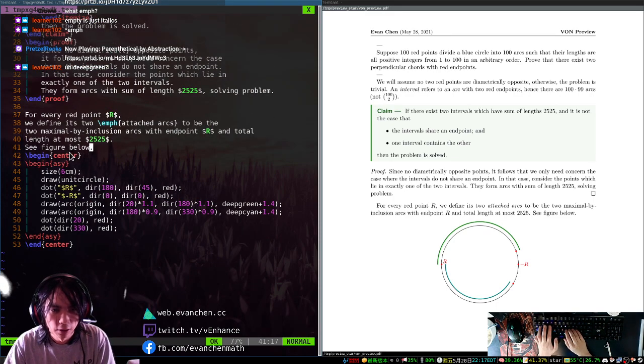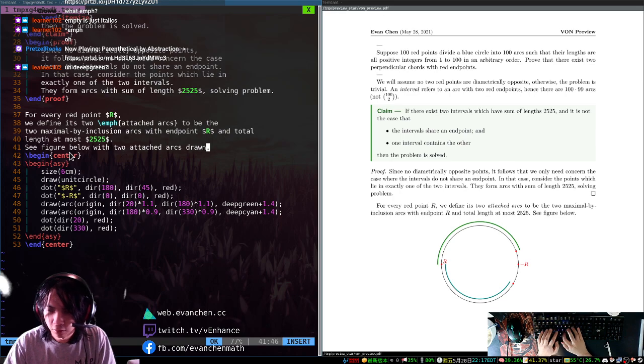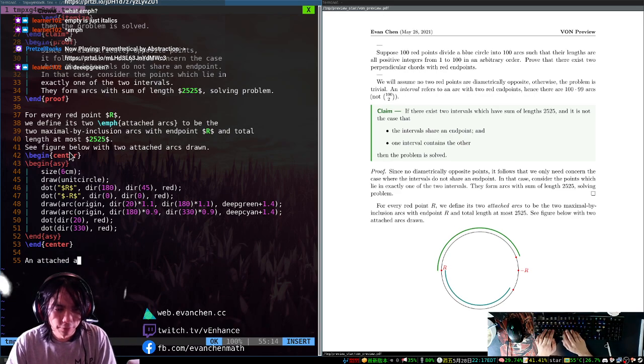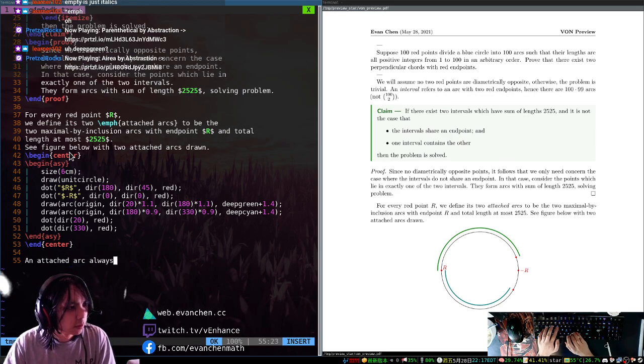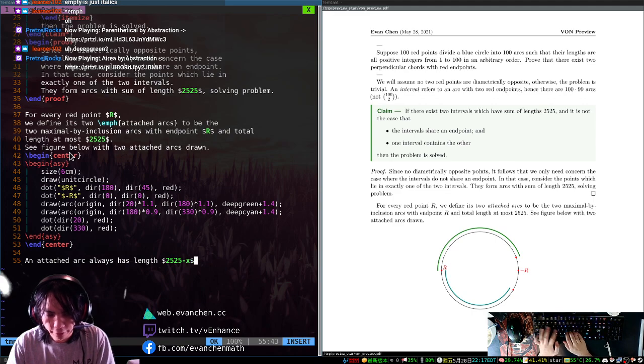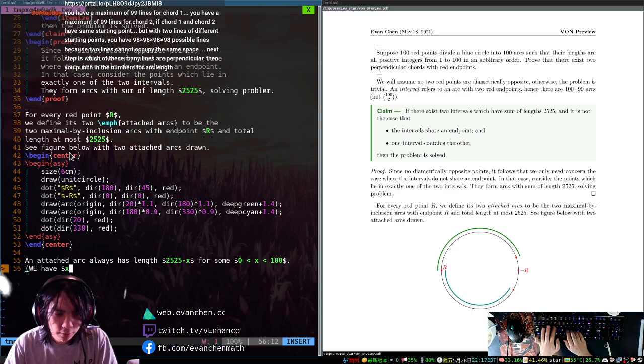See figure below with two attached arcs. An attached arc always has length 25 minus x for some x. For some x, we have x.